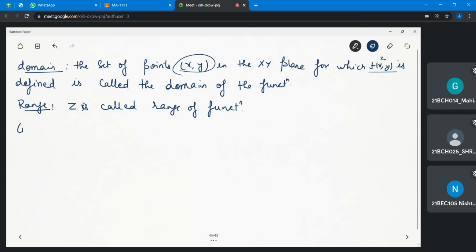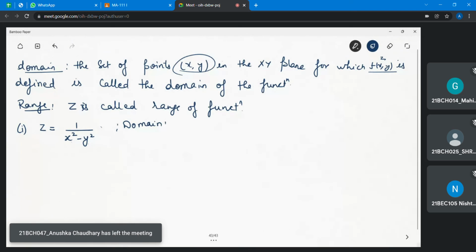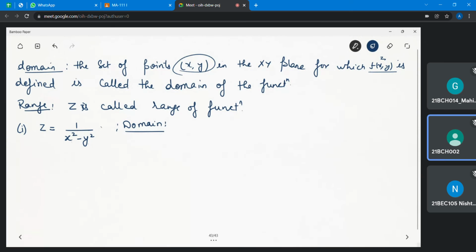For example, if I write a function of two variables, z equals 1 upon x square minus y square. This is a function of two variables because x, y are independent variables and we have this function 1 upon x square minus y square. Now, can anyone tell me what will be the domain of this function? x not equal to y. Yes, x is not equal to y, the set of all points for which x square minus y square is not equal to 0. The only thing at which the function is not defined is where the denominator equals 0, of course.